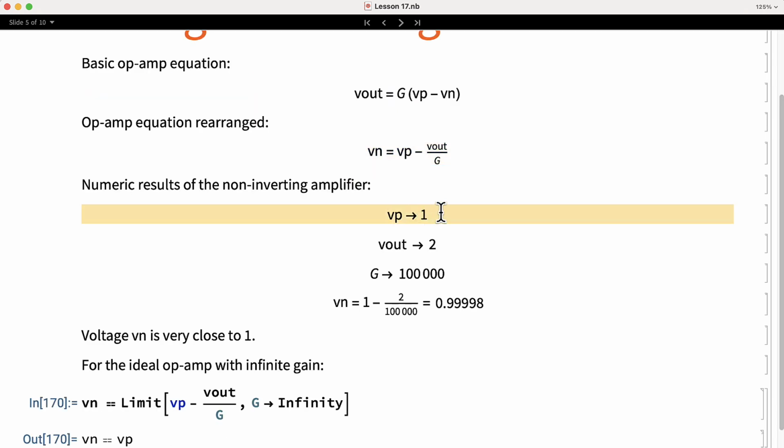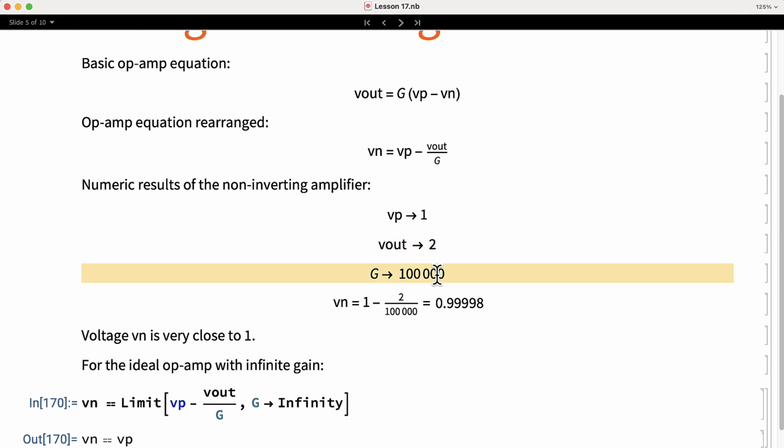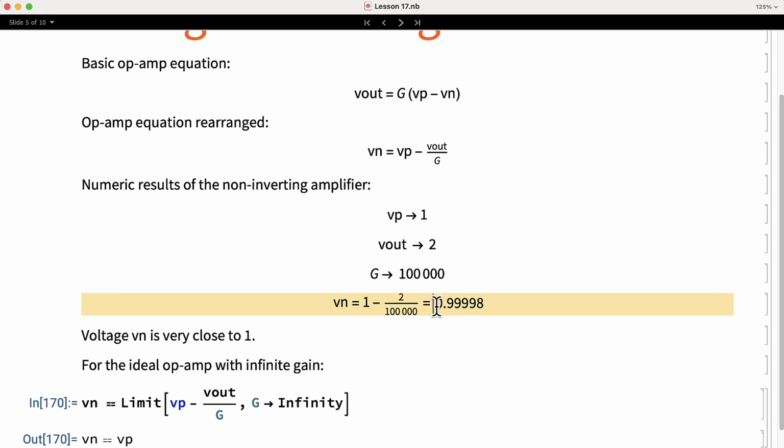The input voltage Vp was 1 volt. The output was 2 volts because there was a gain of 2. And the amplifier gain was some large number like 100,000. We can see that with those values, the voltage at the negative pin turns out to be very close to 1 volt. If the gain is even higher, what will be the voltage at the negative pin?